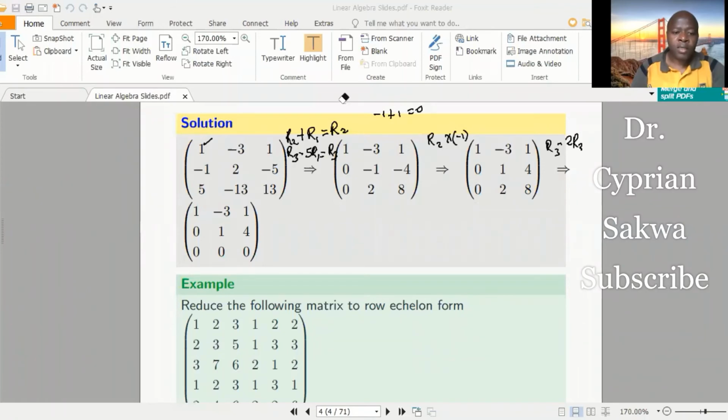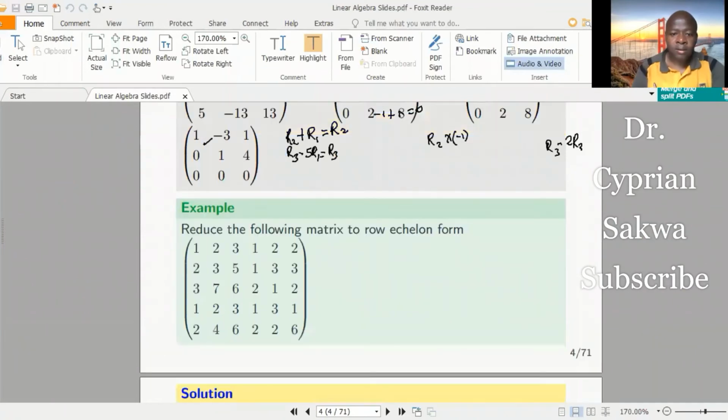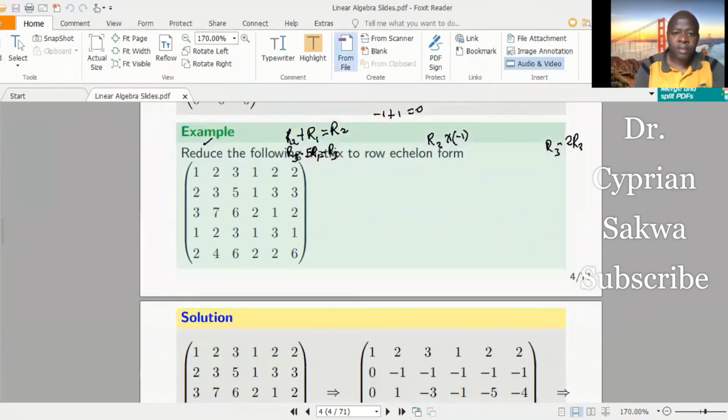So I want to take the last example on how to reduce matrices to echelon form. And the example that I'm talking about is this. Just a minute. Let's clear this. So this is the matrix I have. And I want to reduce this matrix to echelon form. Let me just do that.